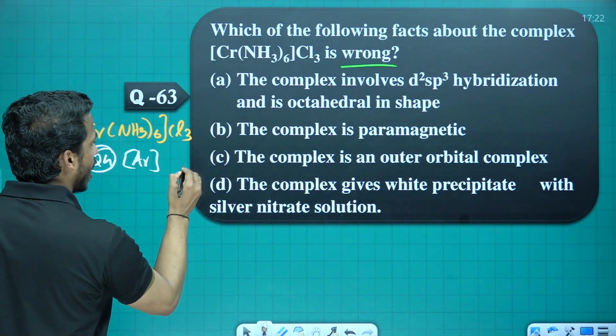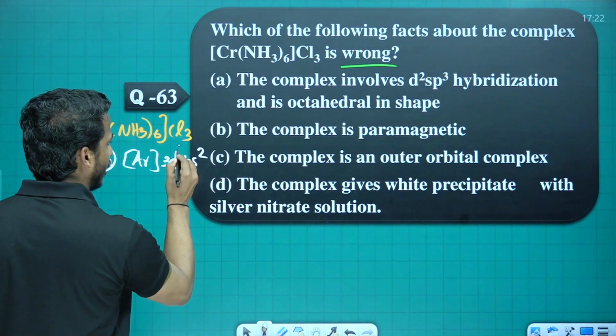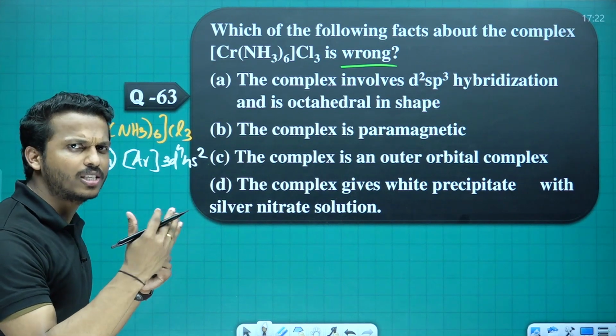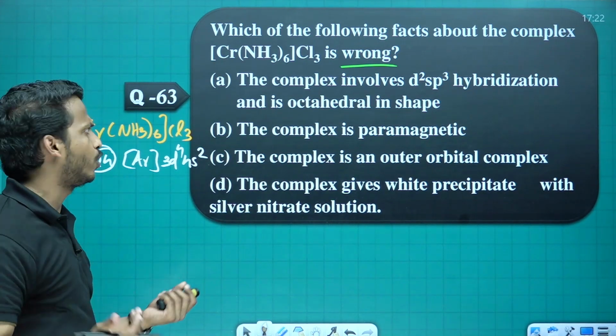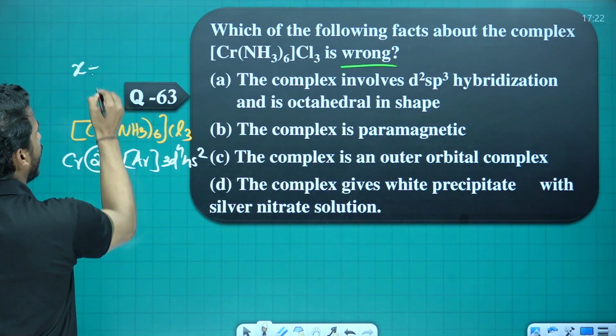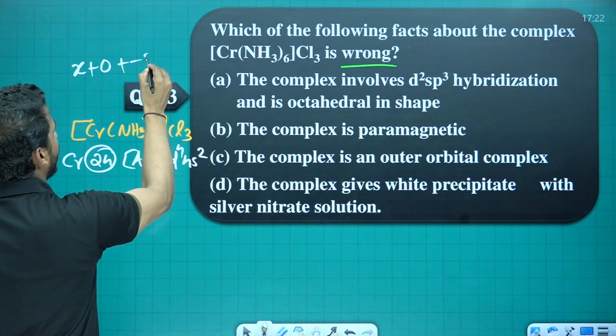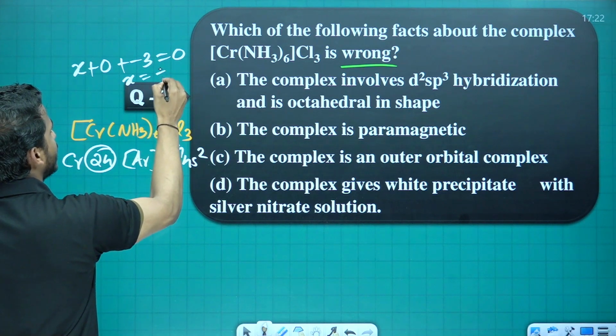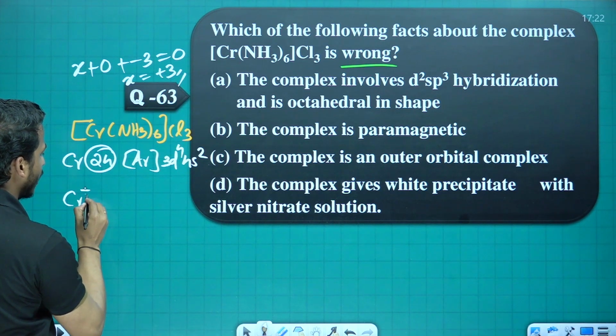We can write it as argon 4s2 3d4. No need to interchange the half-filled configuration. Anyway, you are going to remove electrons, right? Here, what is the charge of chromium? Chromium X, amine 0, 3 chlorine minus 3, overall 0, so X is equal to +3. So chromium charge is +3.